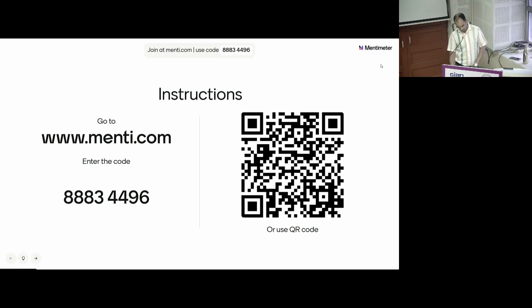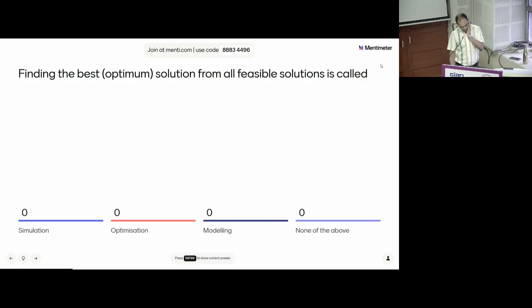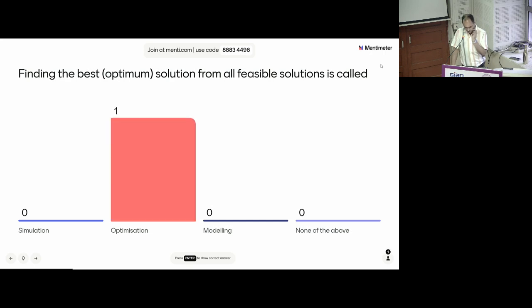First question: Finding the best solution from all feasible solutions is called simulation, optimization, or modeling. Sometimes students get confused between modeling, optimization, and simulation. So that's why this question: finding the best optimum solution from all feasible solutions. Feasible solution means solutions that satisfy all constraints.